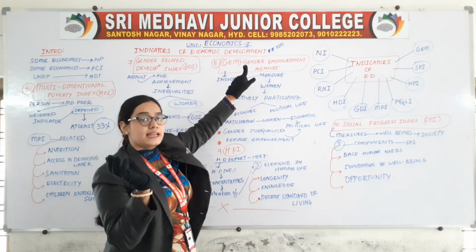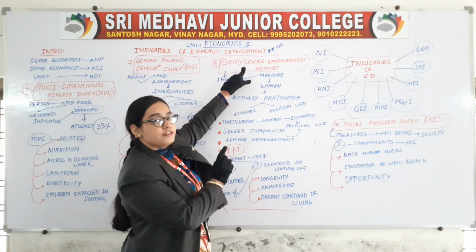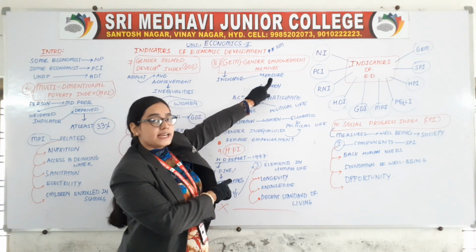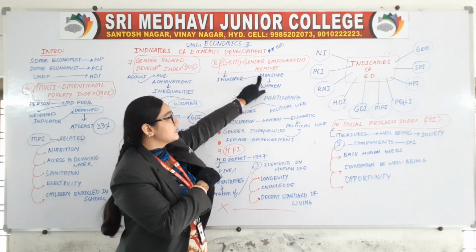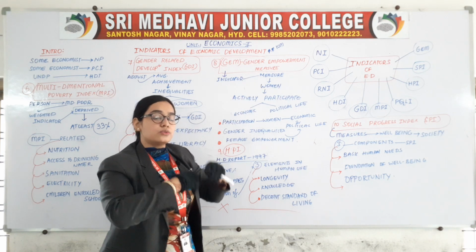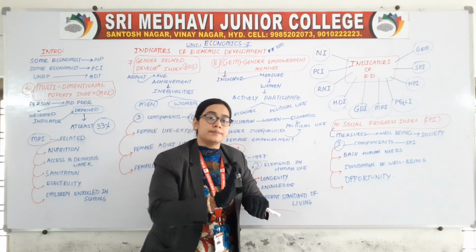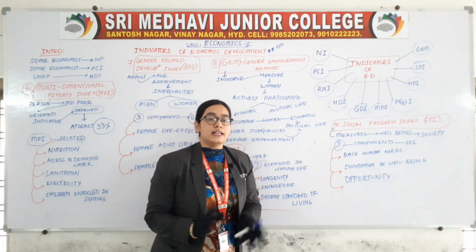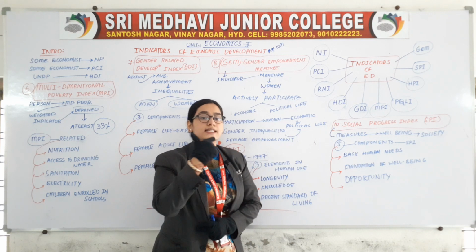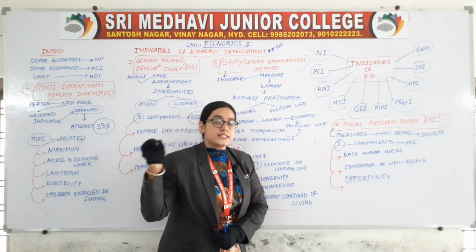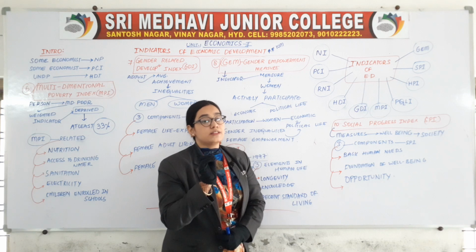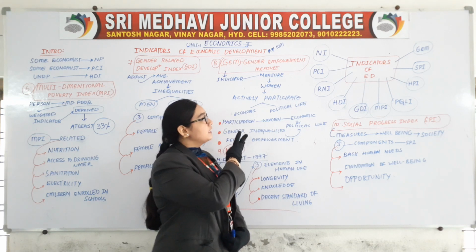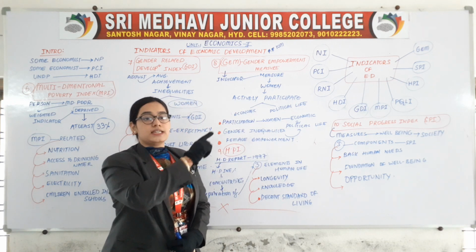Gender means male and female, we are focusing on females. Empowerment, I said just now, raising the status. Measure, okay, how to raise the status of women, how to increase their participation in economic and political activities. 6th, 7th, 8th point is done. 6th was MPI, 7th was GDI, then 8th was GEM.